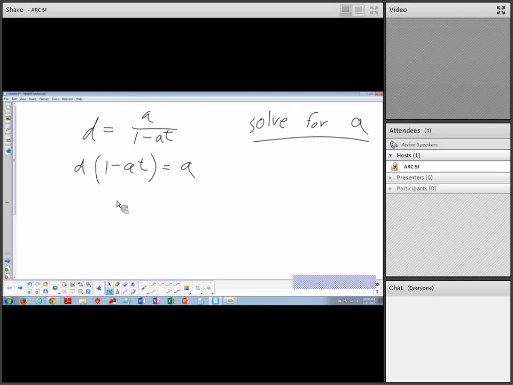What now? Xavier? Help me isolate A. Not even slightly sure. Well, what can you do? Give me something. What does it look like you can do? Looking at this line, this is multiplication, right? So you should probably distribute, because if you don't distribute, you'll probably forget something or miss something. D times 1 minus d times at. Does that make sense? Yeah.